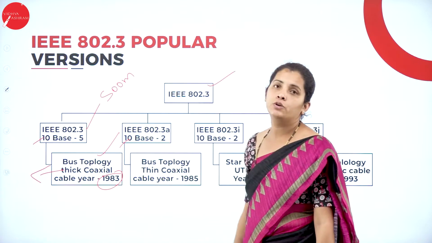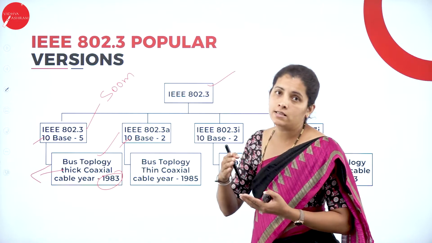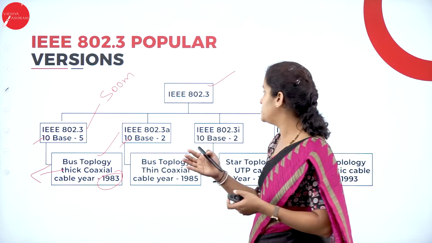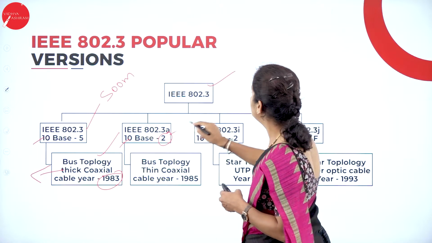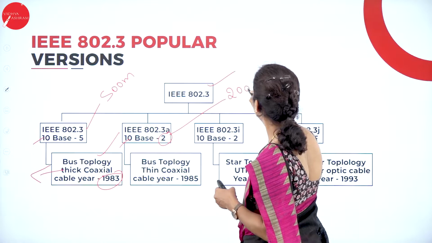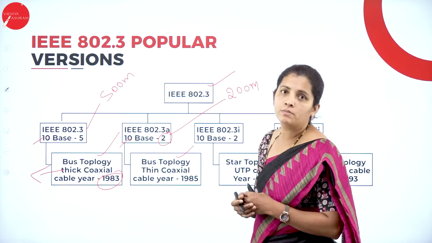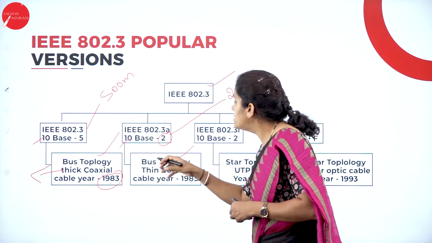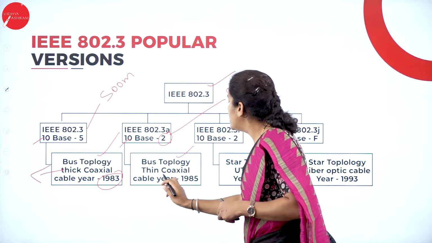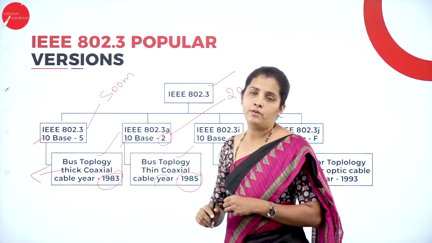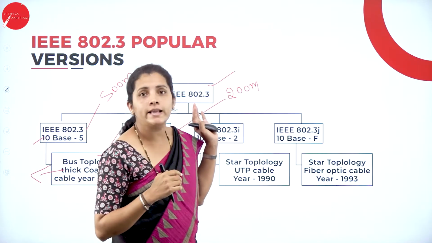Here 10 is your data rate, whereas base is baseband transmission, and 2 is nothing but the distance covered, so it is 200 meter. Here also it uses bus topology and it uses thin coaxial cables, and in the year 1985 it was established.